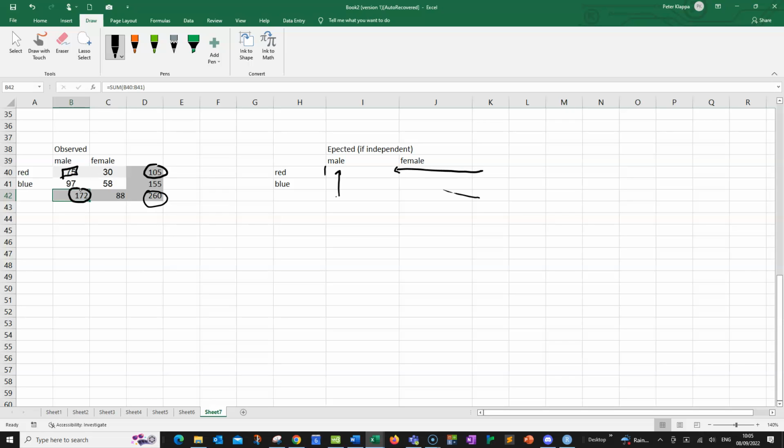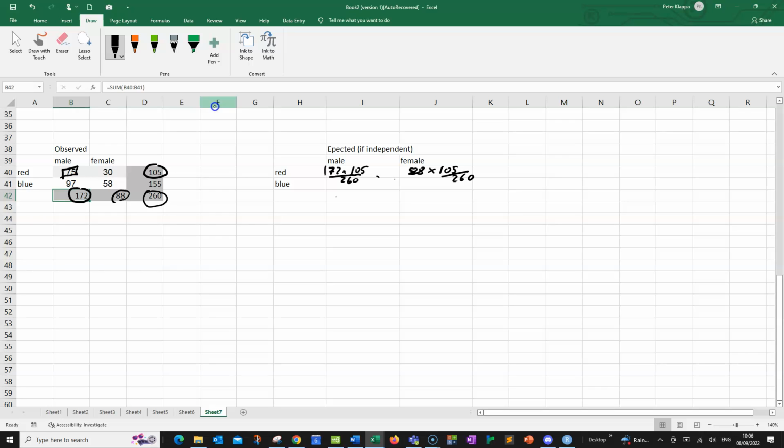I symbolize it like that. So that would be 75, get rid of this, 172 times 105 divided by the grand total 260. For the female equivalent, we would use this value. So we would use 88 times 105 divided by the grand total 260.